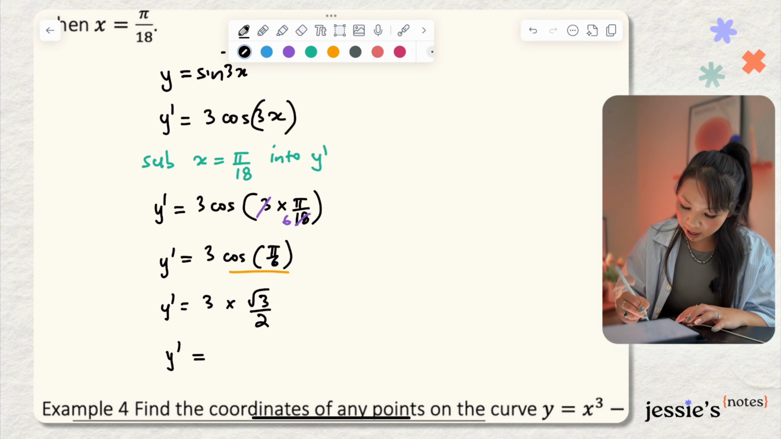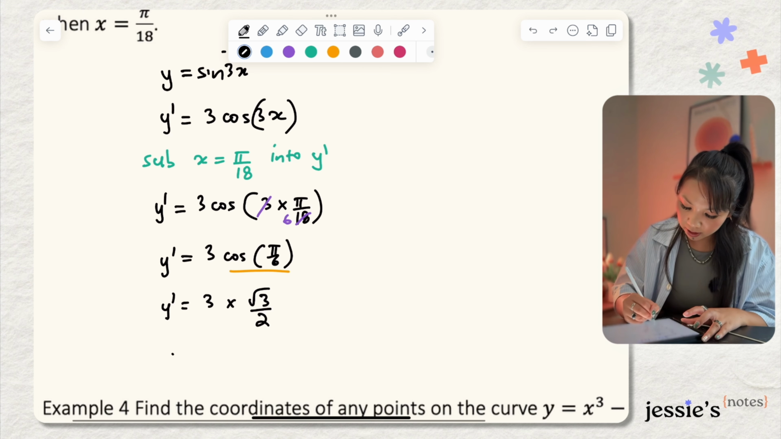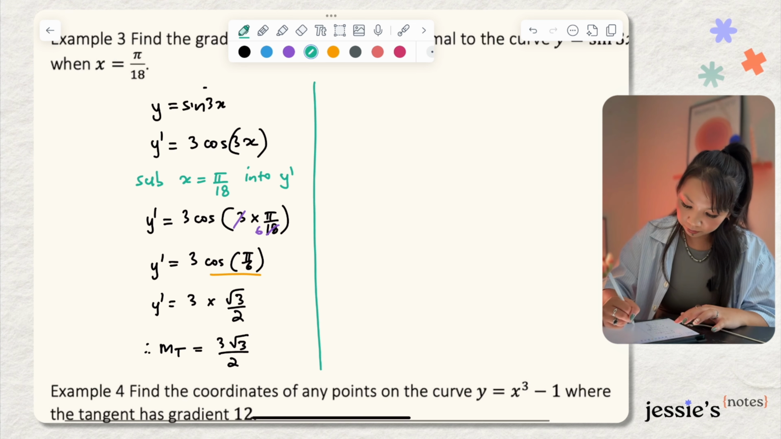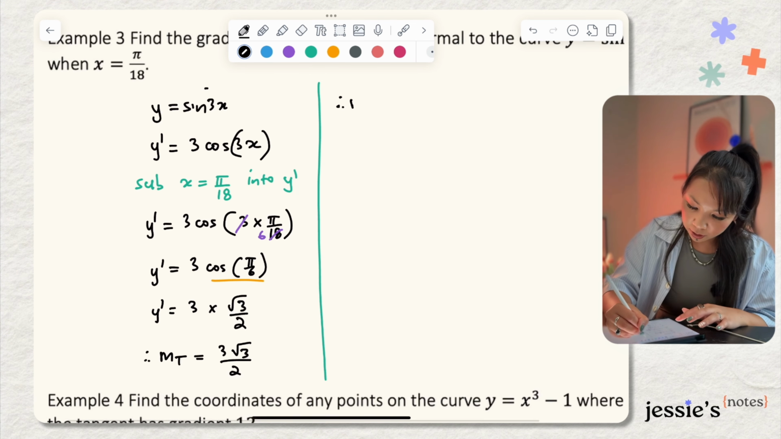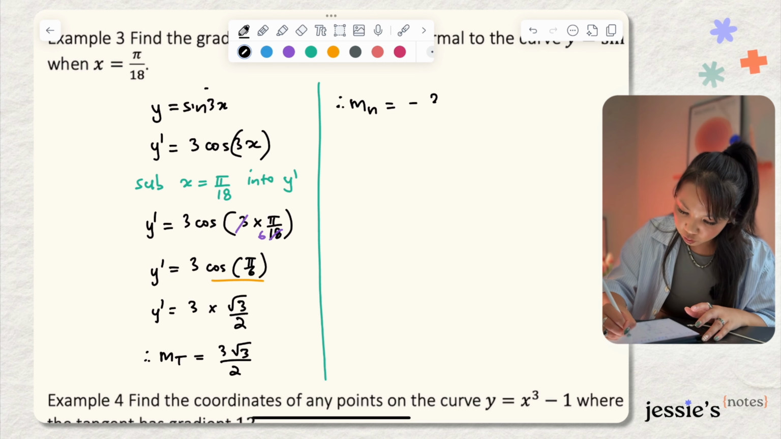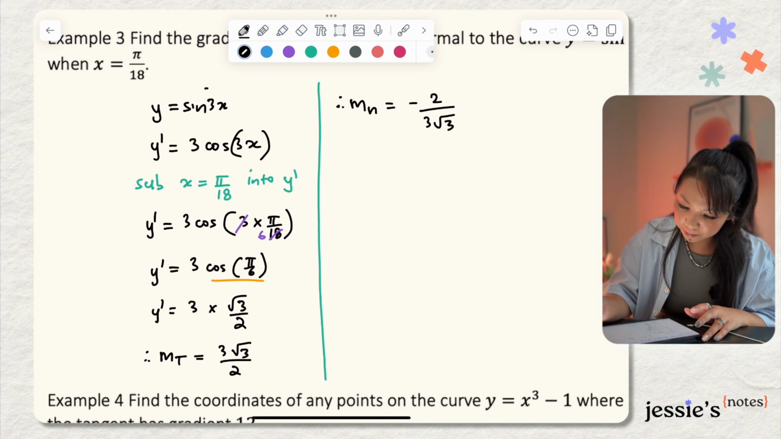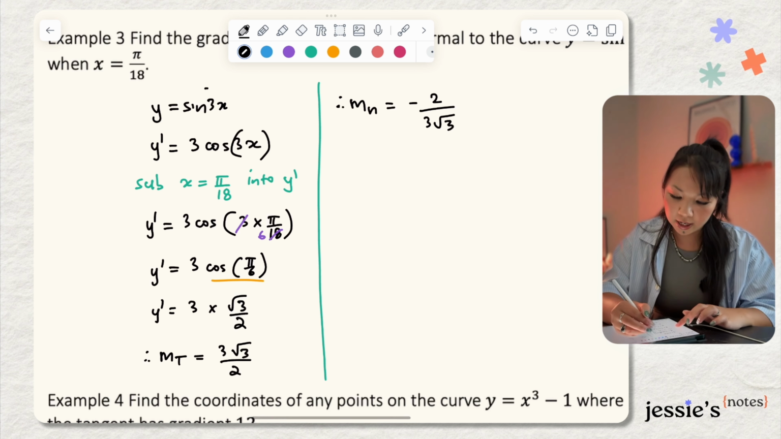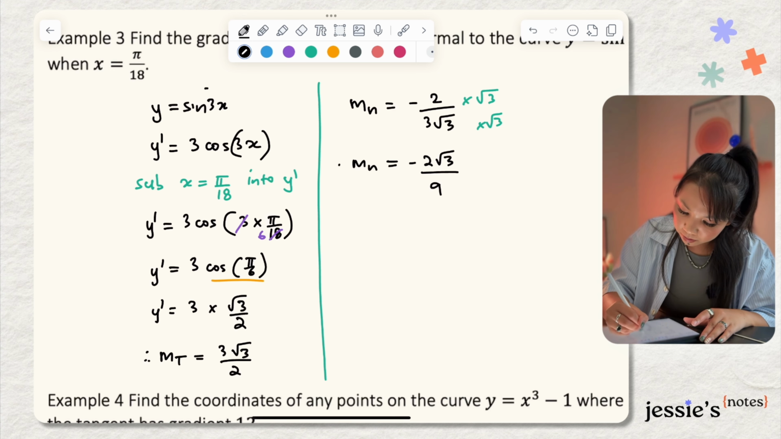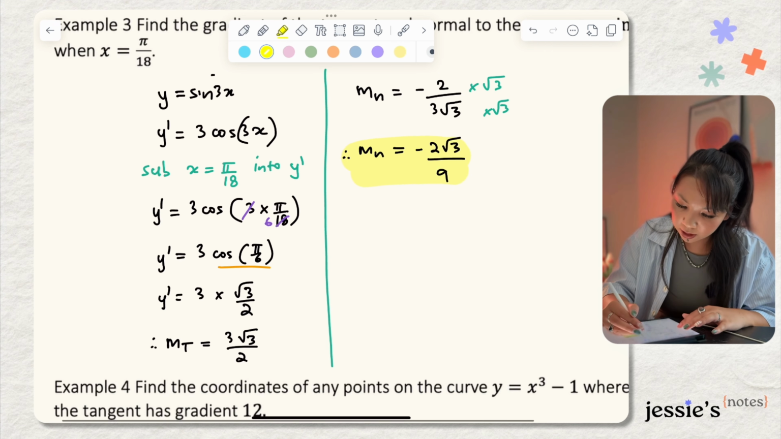So you get the gradient of the tangent, let me just write it as mt, is equal to 3 root 3 on 2. And now if you want to find the gradient of the normal, you take the negative reciprocal of that, which is negative 2 over 3 root 3. Of course, you can rationalize it as well. Let's rationalize the denominator by multiplying top and bottom by root 3. That gives you negative 2 root 3 over 3 times 3, which is 9. But to be honest, either should be fine.